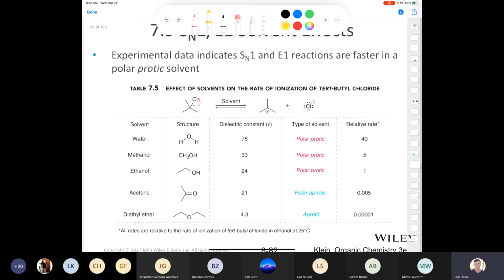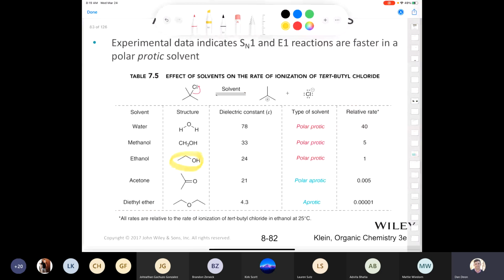Now, how would a solvent affect an SN1 or an E1 reaction? So far, we've looked at two cases. We looked at an SN1 reaction that occurred in ethanol. That was the first example. And then we just saw one in the last slide. They had water as the solvent. So you can probably guess that SN1 and E1 reactions occur best in a polar protic solvent.